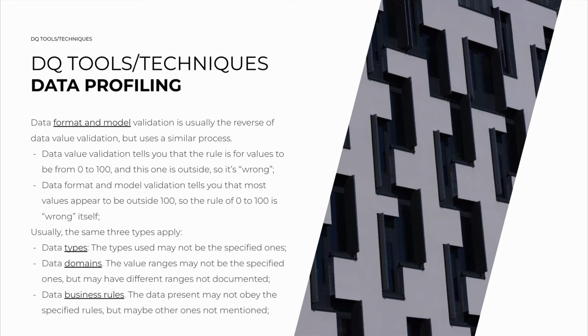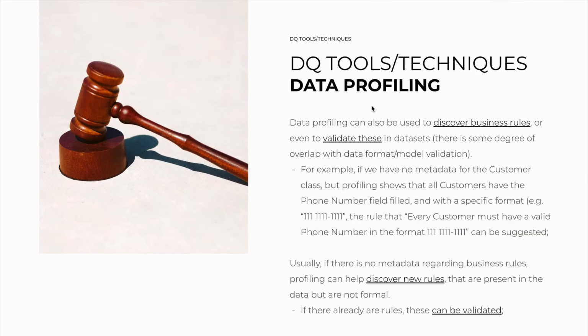For example, you may have a field for a score in terms of performance from 0 to 100, but informally this was changed to 150, but the database people did not know about it. And now you find out that most values go up to 150. So maybe the rule should be 0 to 150 instead of 0 to 100. And data profiling suggests these new rules. Additionally, data profiling can be used to actually discover new business rules or to validate these in data sets if you already have an idea of what they are.